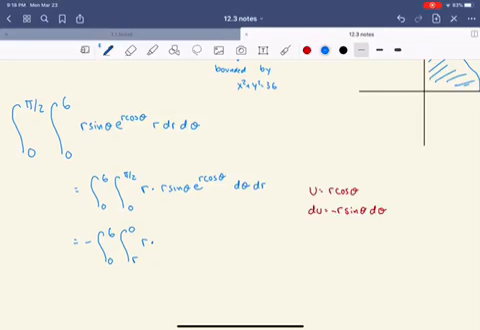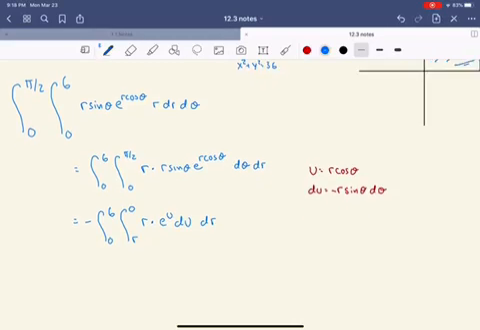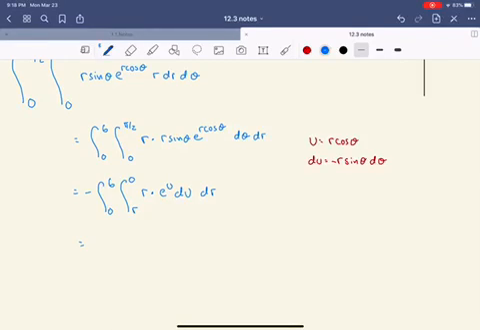This r is still there, but this integral does not depend on r. It's going to be an integral in u. This is the negative, which we have here, of du. So we have e to the u du. And then we still have dr going on the outside. So this integral then, the negative stays, from 0 to 6, still have the r, e to the u from r to 0.